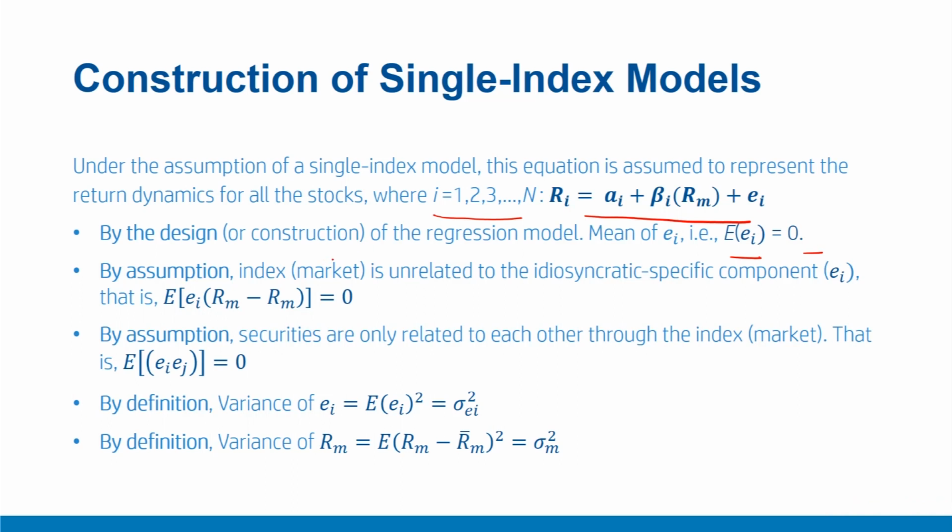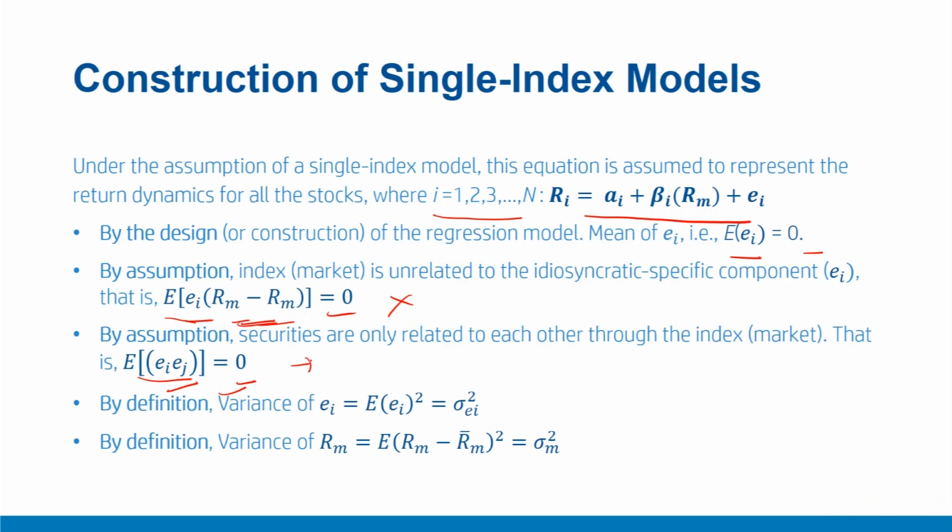Then by assumption, the index is unrelated to the idiosyncratic component, which is Ei or the error term, that is, expectation of Ei and market is 0. That means market returns and error terms are not correlated. There is no correlation between error and market, or residual or stock specific term and market. Also, securities are only related to each other through the index, which is market. That is, there is no correlation across securities between two stocks. Between two stocks, the residual terms or stock specific terms have no correlation or covariance, in other words.